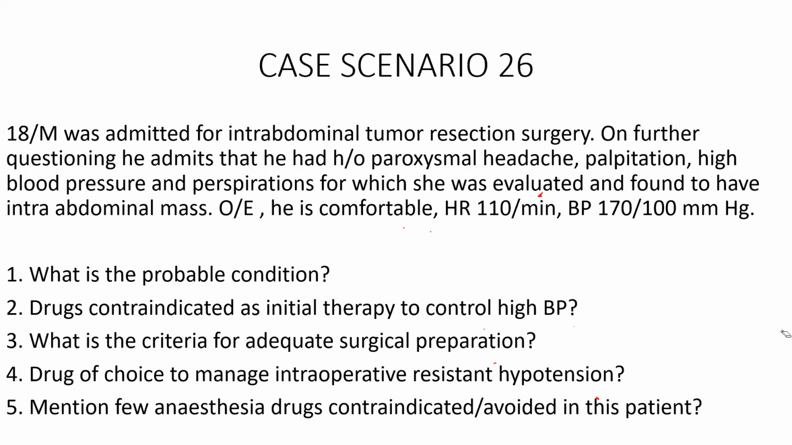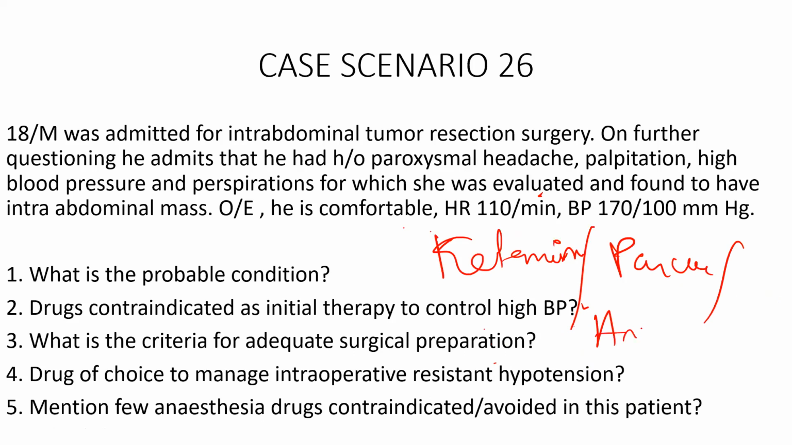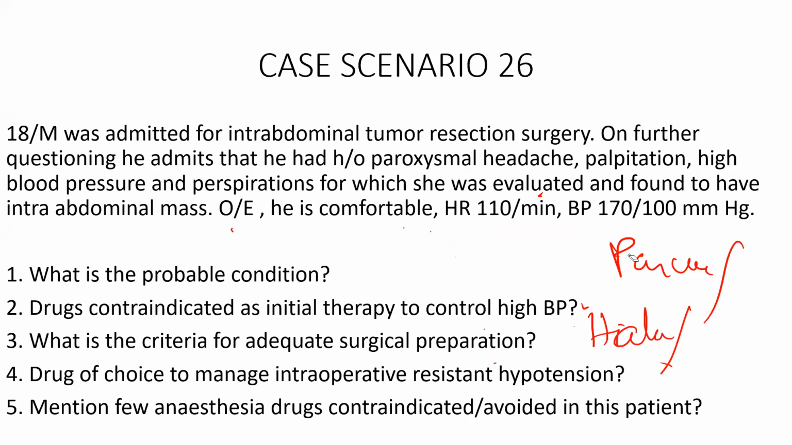Mention a few anesthesia drugs which are contraindicated or best avoided in patients with pheochromocytoma. Ketamine, good. Pancuronium, good. Anticholinergics. Halothane. Atracurium. Any histamine-releasing drugs, like morphine, atracurium, mivacurium, all those drugs have to be definitely avoided. Very good. Any questions here?